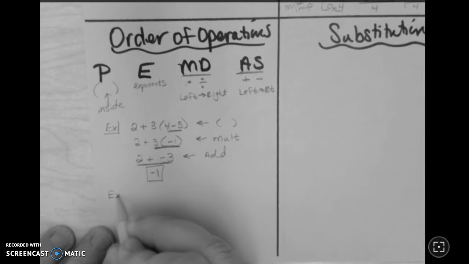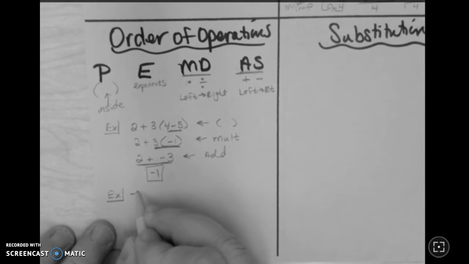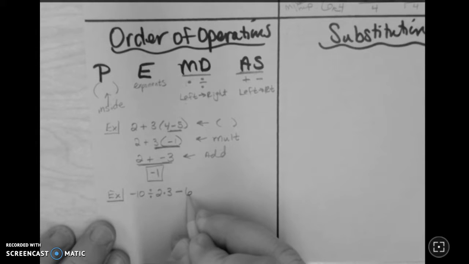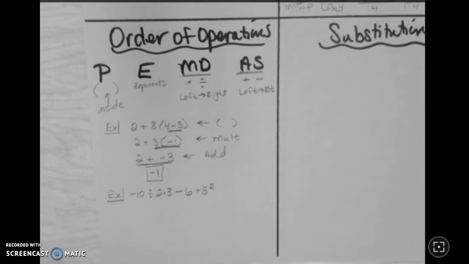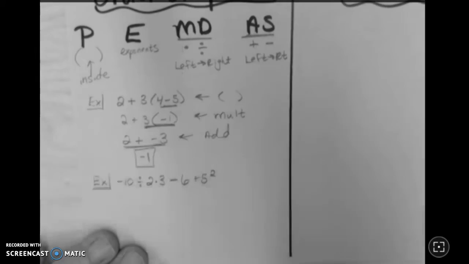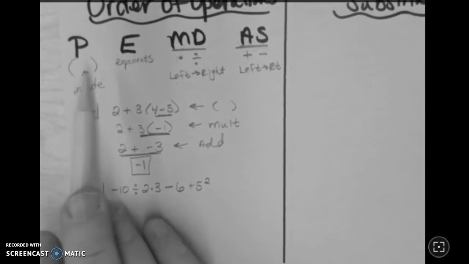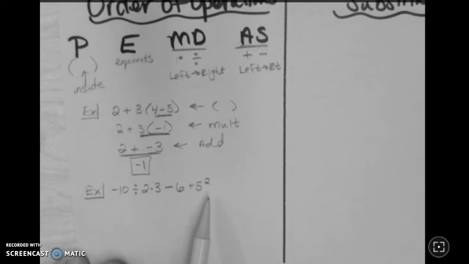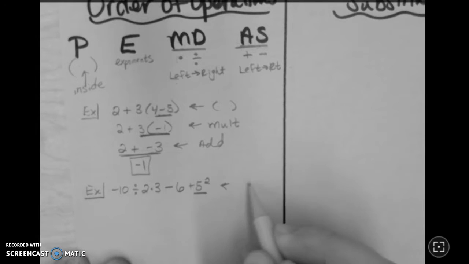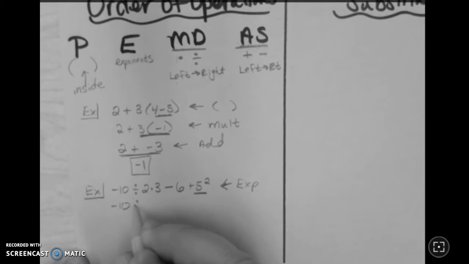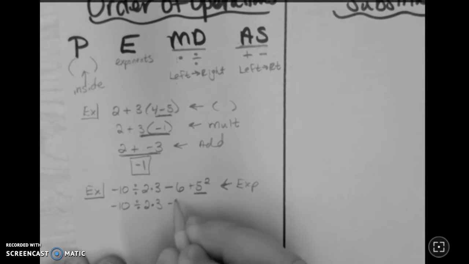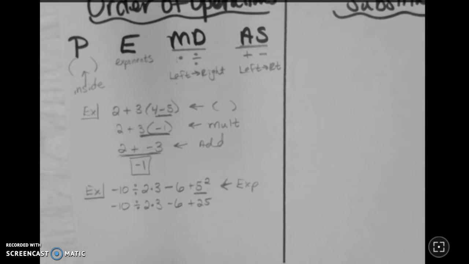Okay, let's do example number 2. This one's longer. So go ahead and make sure you write it down so that you're able to understand it all and have a reference for it when you take your test. So I start with P. I don't have any parentheses, so I'm good there. I do have an exponent, which is right here. So that's what I'm going to do first. And so negative 10 divided by 2 times 3 minus 6 plus 25. So I just brought everything else down.